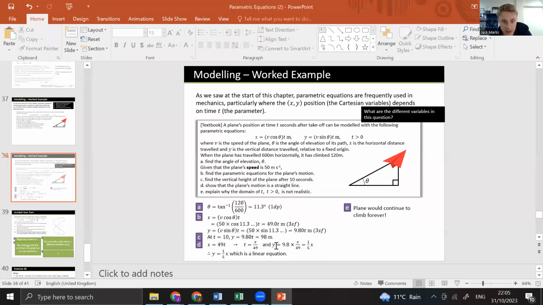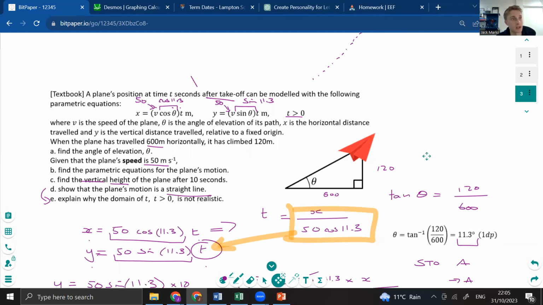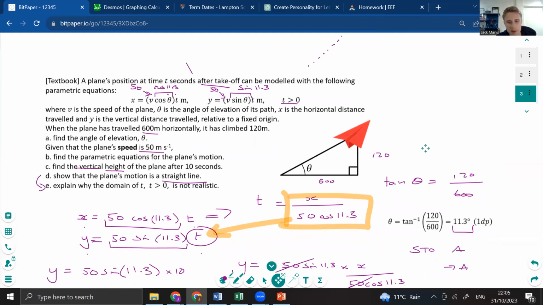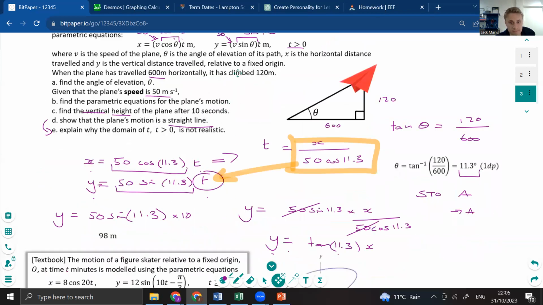In fact, if I have a look at the recommended answer, it says the plane would continue to climb forever. That's a pretty good answer, but you might want to just think about kind of overdoing it. More is better for those kind of questions, to be on the safe side, because they are marked quite harshly. Okay, so lots of letters in that one, and we had to work out which one was the third parameter, which was t, because sometimes it can be theta. So don't assume that theta is always just some fixed value. Sometimes that's the third parameter.